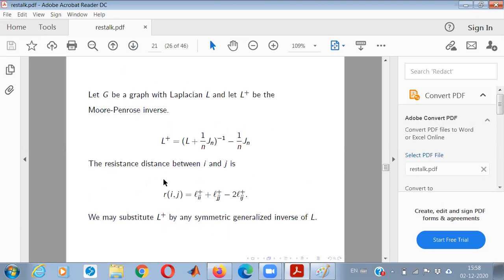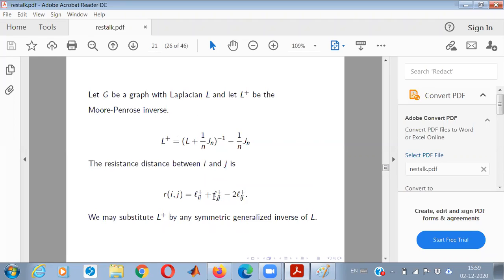Okay, here is the definition I wanted using generalized inverse. So one more way to look at the Moore-Penrose inverse, if you don't like to use generalized inverse, then you can just take this definition. You add the all ones matrix divided by n. That becomes non-singular because the vector of ones is in the column space. So this becomes non-singular. You invert that and then subtract 1 upon Jn. That's also the Moore-Penrose inverse. And now the resistance distance can be defined as the II element plus the JJ element minus 2 times the IJ element. So that is one more definition.